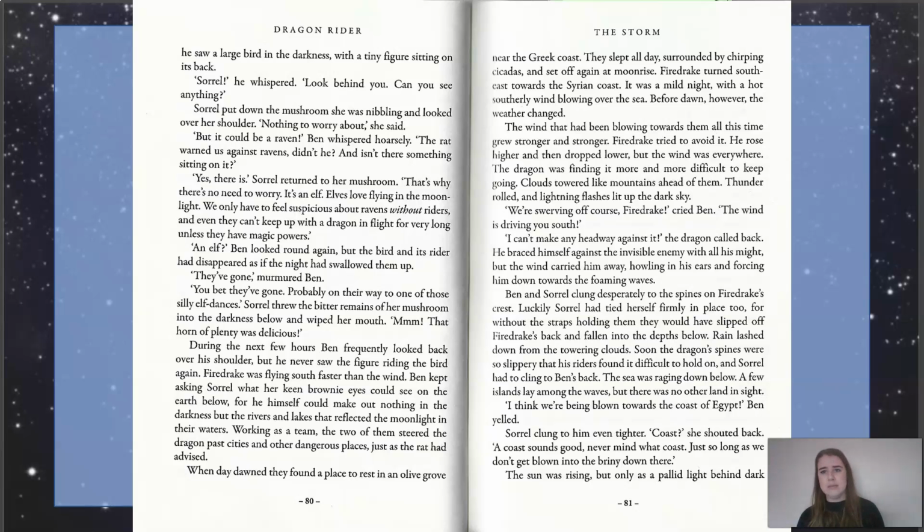They slept all day, surrounded by chirping cicadas, and set off again at moonrise. Now, you might not know what a cicada is, but it's going to be some form of bird because it's chirping, and we know that birds chirp, so we've got some Mediterranean birds here that live on the Greek islands.